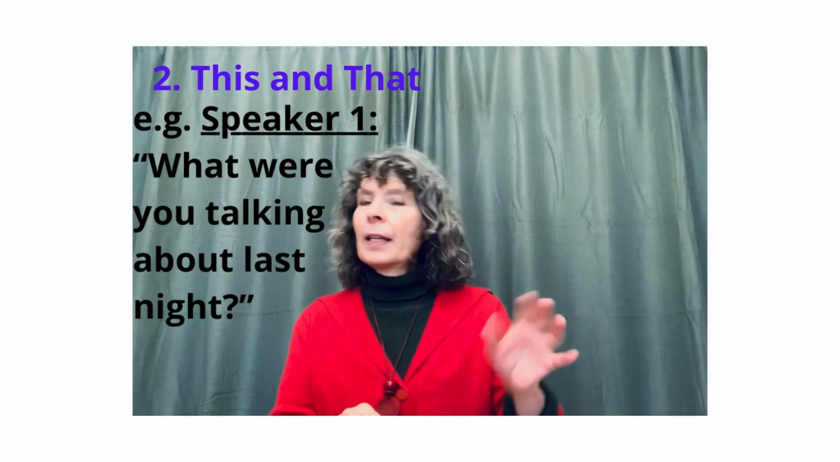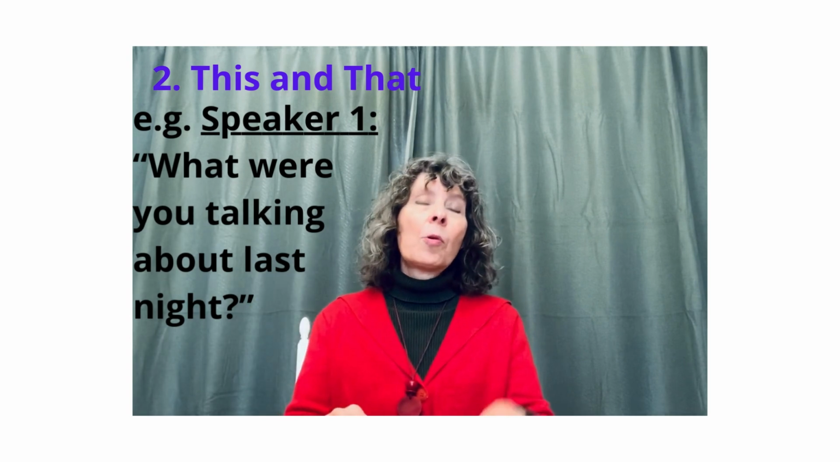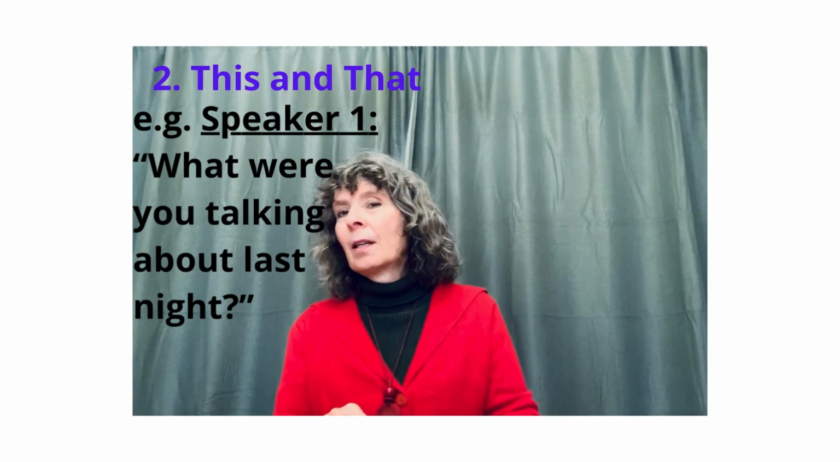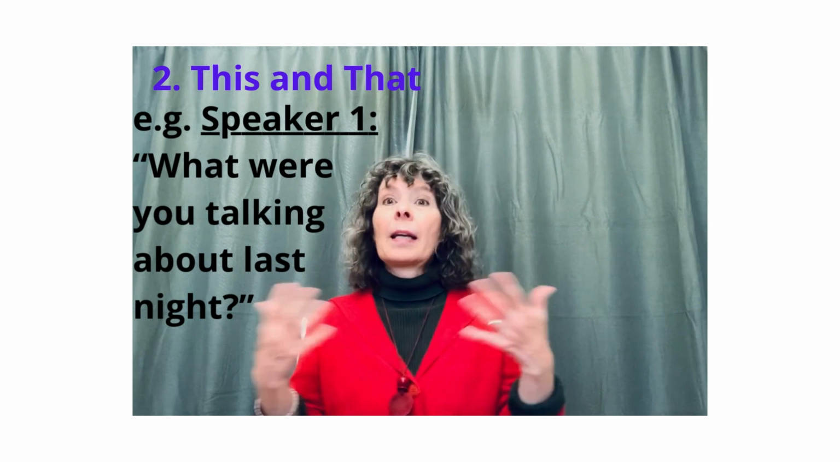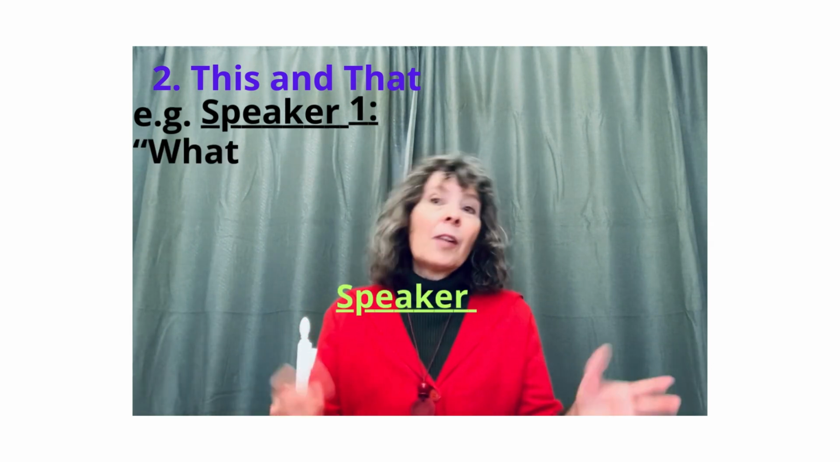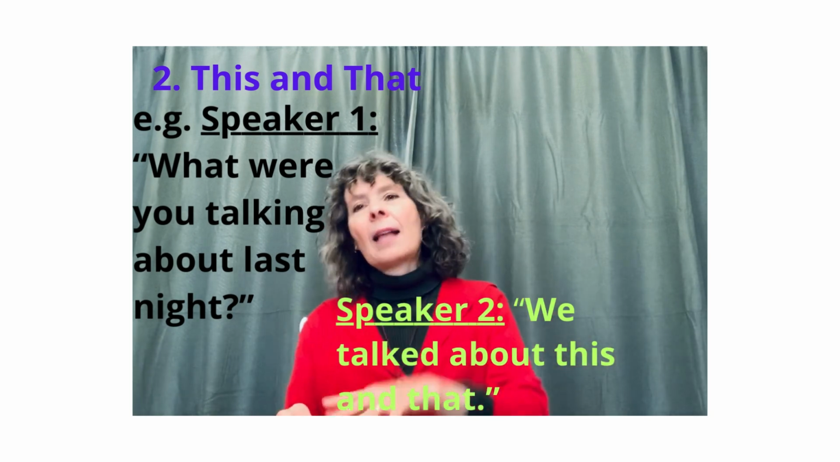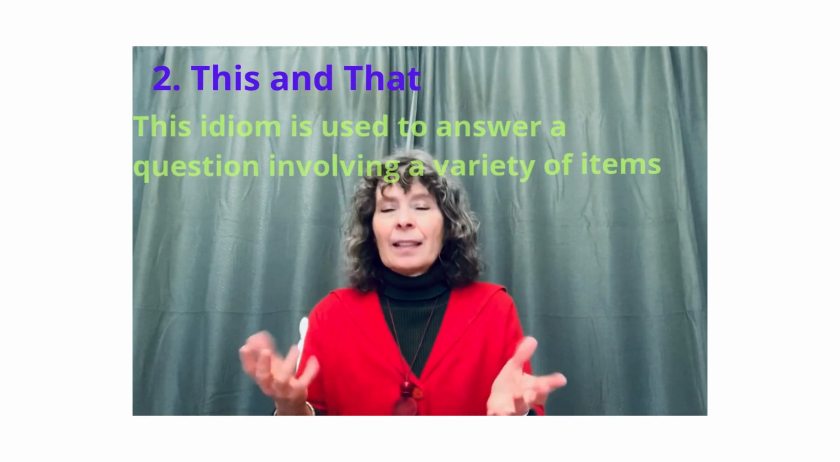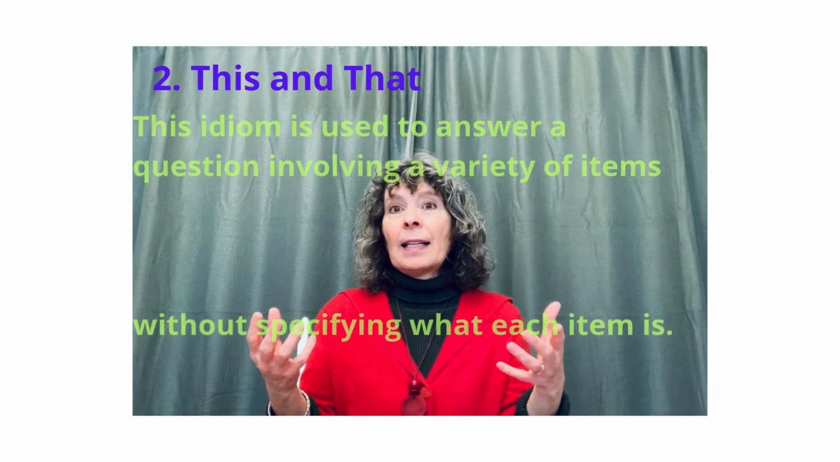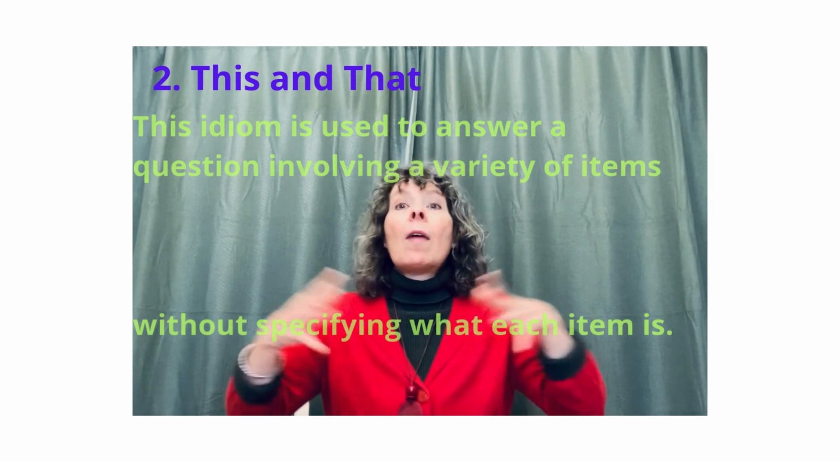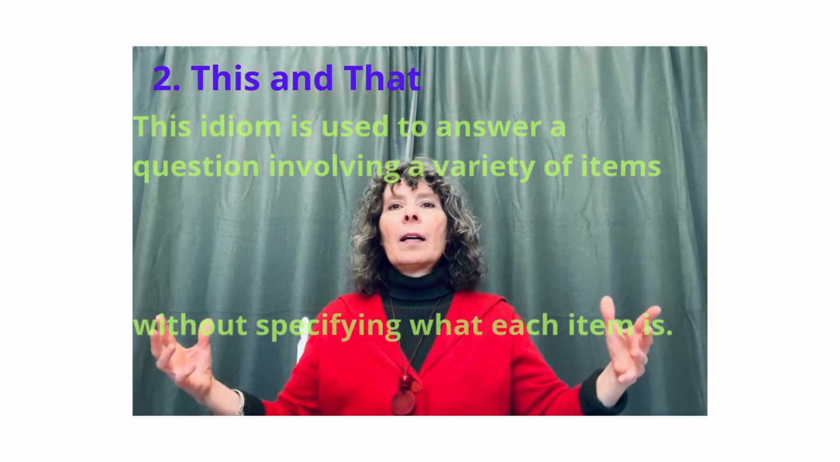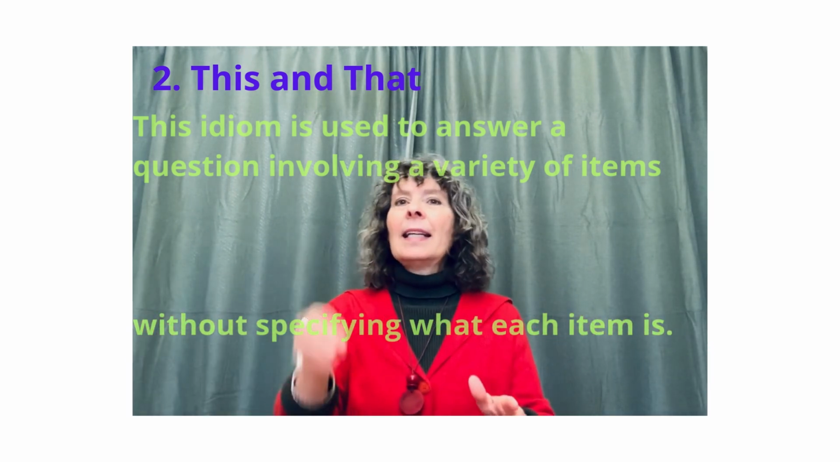Or if someone asks me, oh, what were you talking about with your friend last night? You were on the phone for 5 hours. Well, I don't feel like describing everything we talked about. I'll just say, oh, we talked about this and that. So you get the idea. This and that is when you're referring to a variety of things without necessarily naming each one.